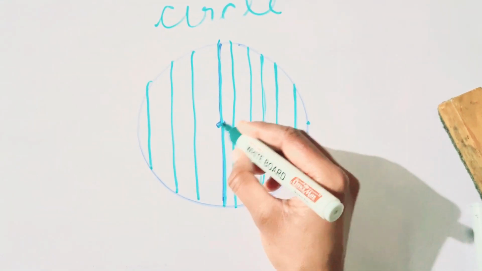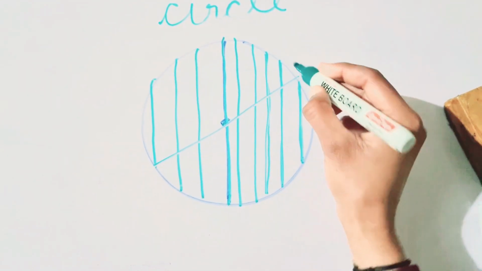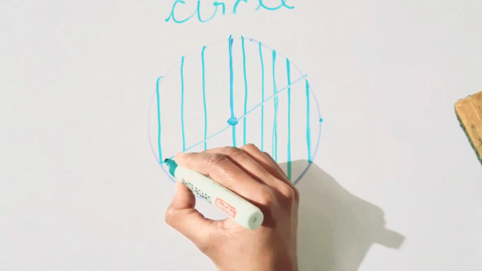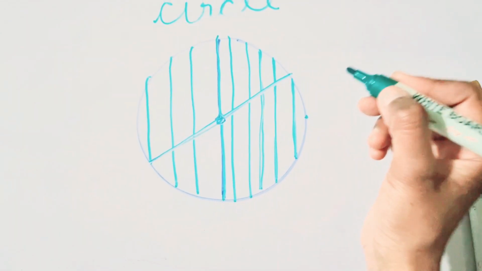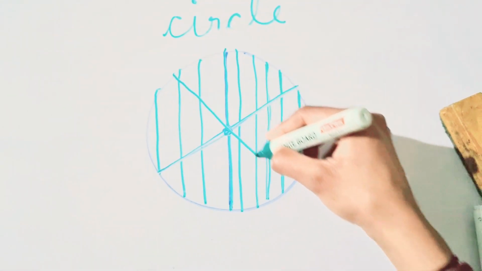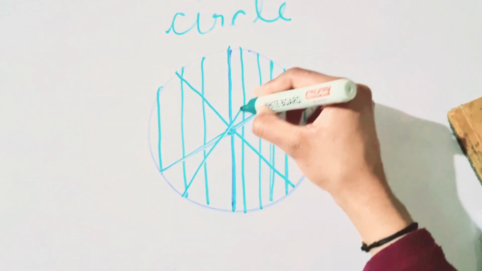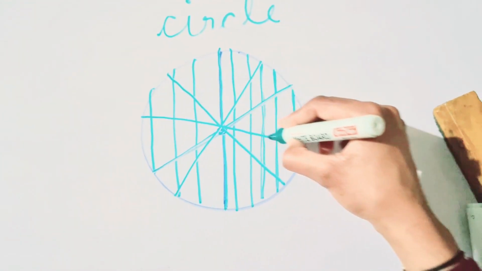Any line which is passing through the center is called the longest chord, and any chord that is passing through the center is also called a diameter. That's why these are all diameters. These are all also the longest chords of the circle. That's why diameter is called the longest chord of the circle.